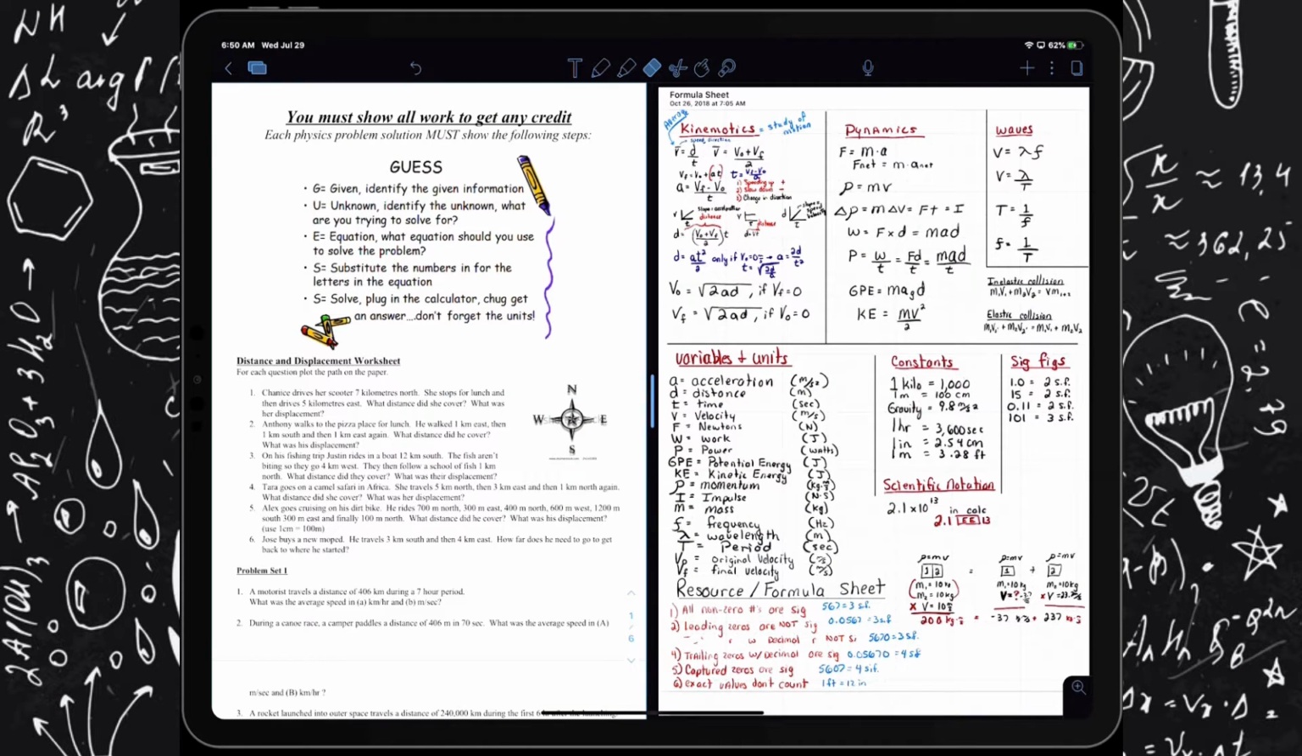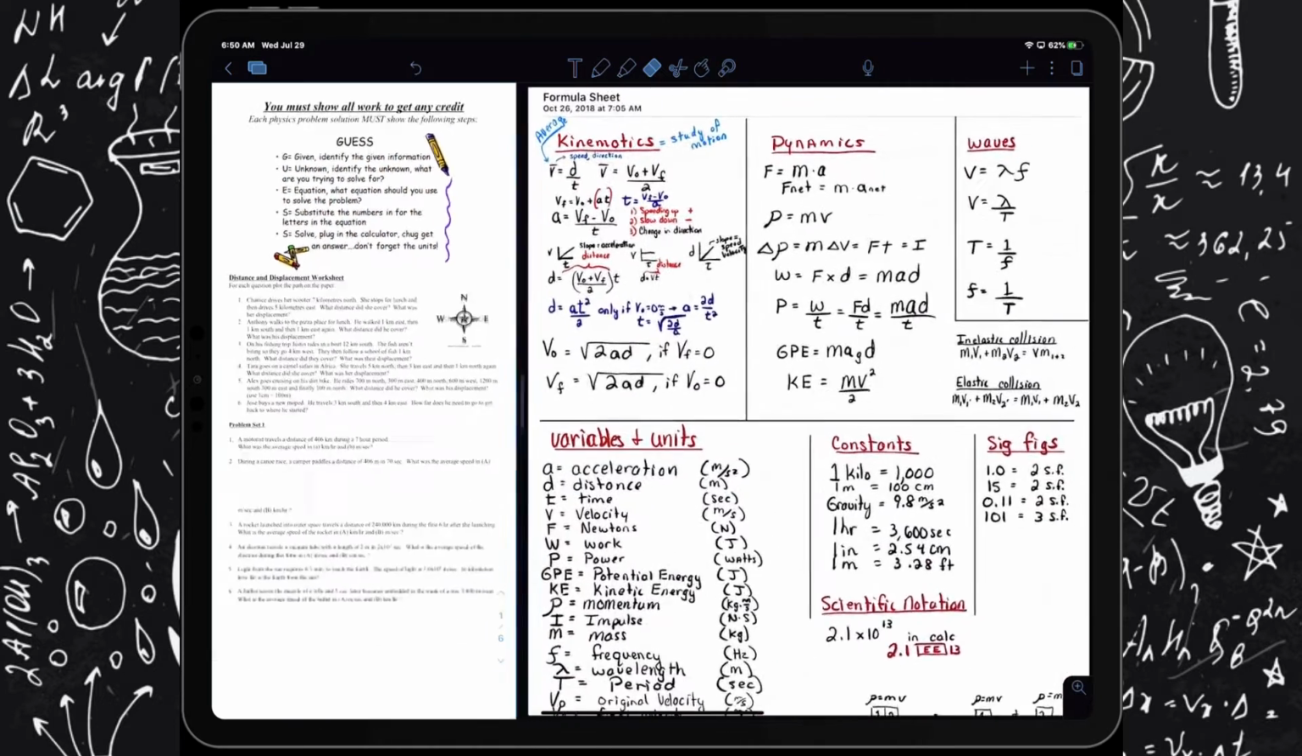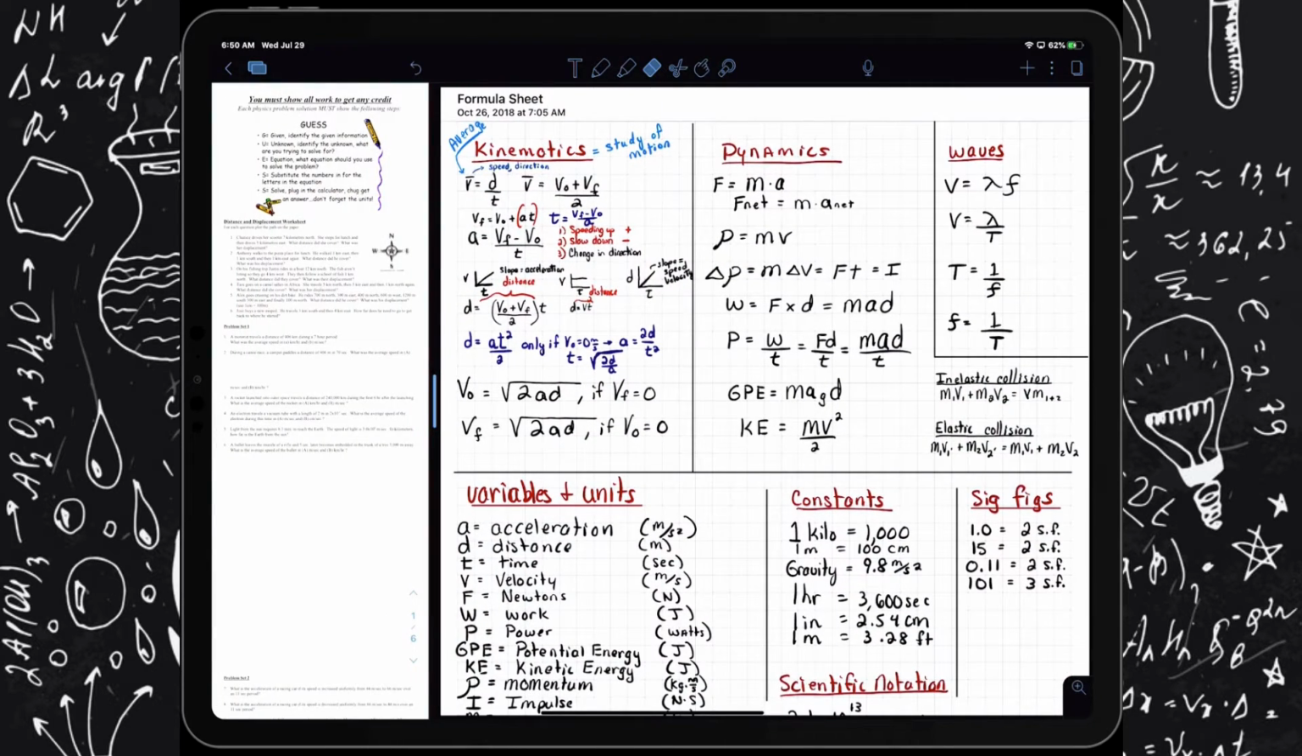and it is going to be imperative that you take good notes. I'm not asking you to take a lot of notes, but for a formula sheet, you really should be taking your time and filling in the information, similar to what I have over on the right-hand side of the screen here.